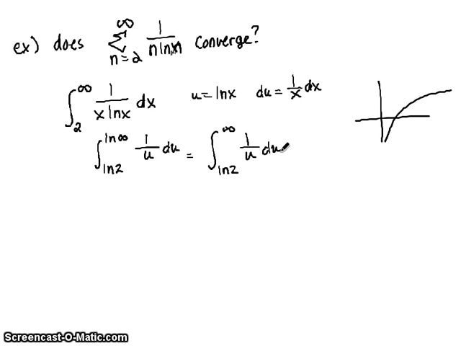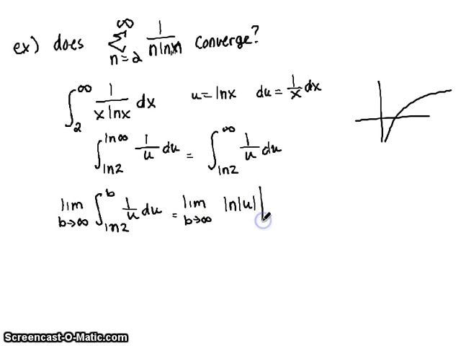Now, since we have an upper limit of infinity, we need to think about our improper integral. So that's when we end up taking the limit as some variable, we'll call it b, goes to infinity, of the integral from the natural log of 2 to b of 1 over u du. The antiderivative of 1 over u du is the natural log of the absolute value of u, and we're going to evaluate that from the natural log of 2 to b.